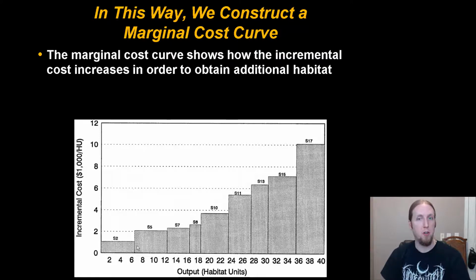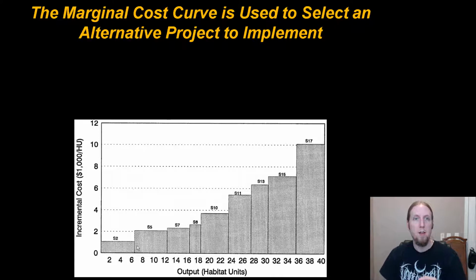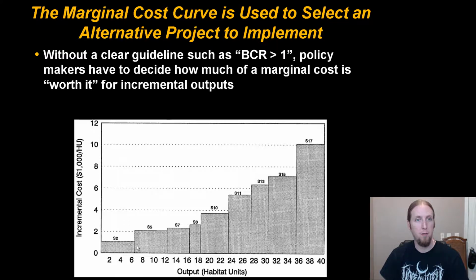The marginal cost curve just shows us how that incremental average cost increases in order to obtain additional protection. And this is what we're going to use ultimately to select our preferred alternative. However, we don't have a clear guideline, like a benefit cost ratio being greater than 1, in order to give us a decision rule that says whether or not something is economically justified.